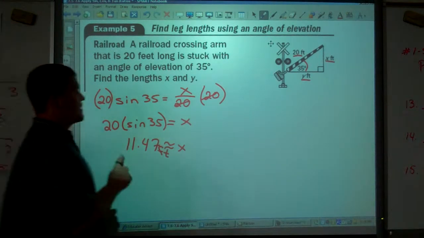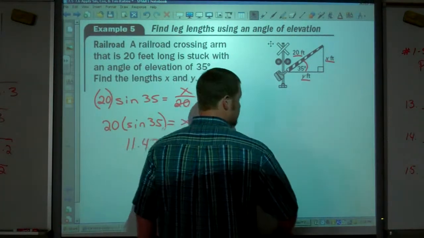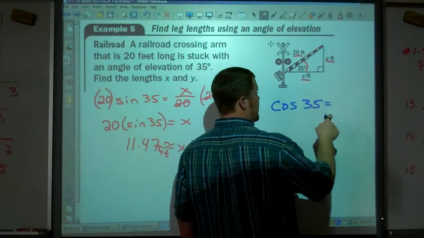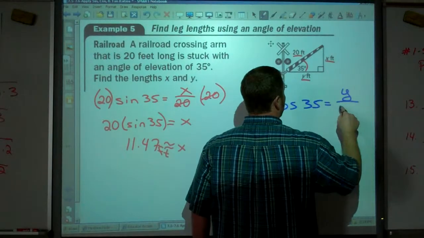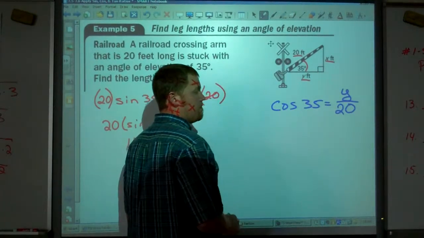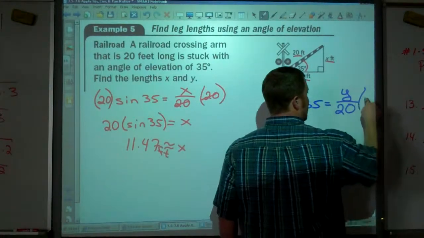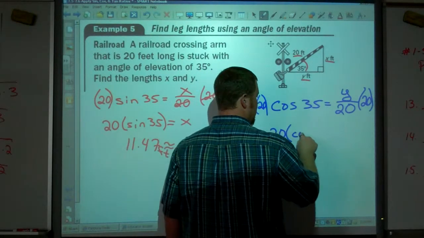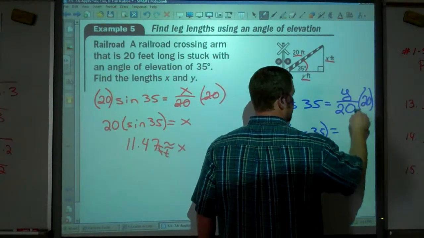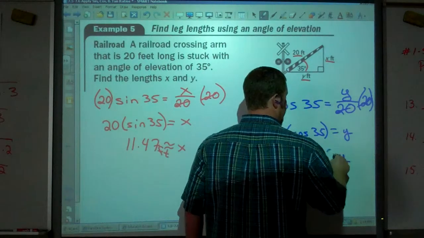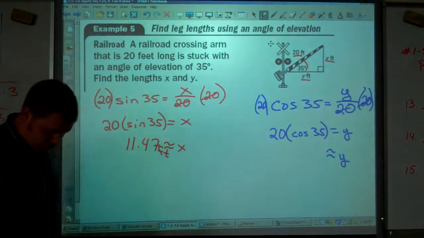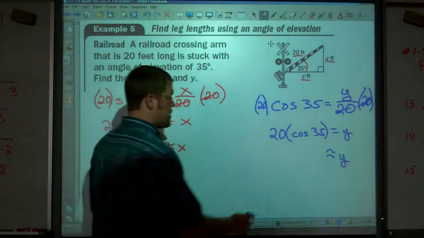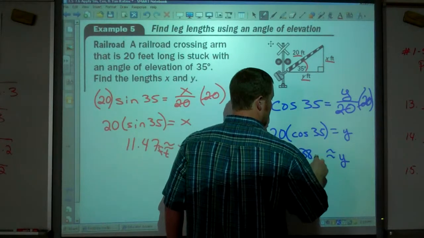Now cosine. The cosine of 35, and again, cosine is adjacent over hypotenuse, so y over the hypotenuse, 20. Yep, we can solve that as one variable. Again, always multiply by what's in the denominator, so we multiply by 20. So 20 times the cosine of 35 equals y. So y is about cosine of 35 times 20, 16.38 feet.